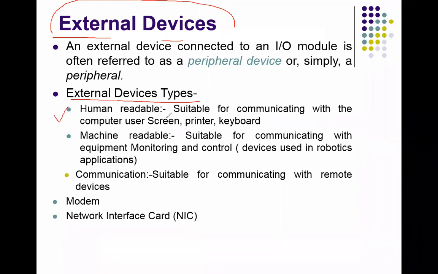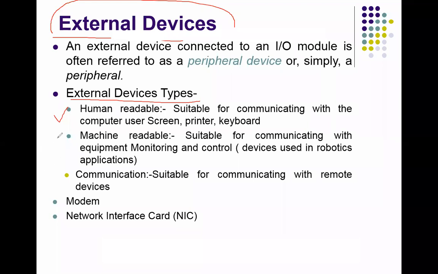The one type you will find is human readable. Human readables are like your keyboard, right? You can understand what you are typing over there. Your printer is human readable, right? Your screen monitor is human readable. So these are the devices which belong to the human readable category, because they are very suitable for communicating with the computer, and the human can easily read and understand. Right? So it belongs to the human readable category.